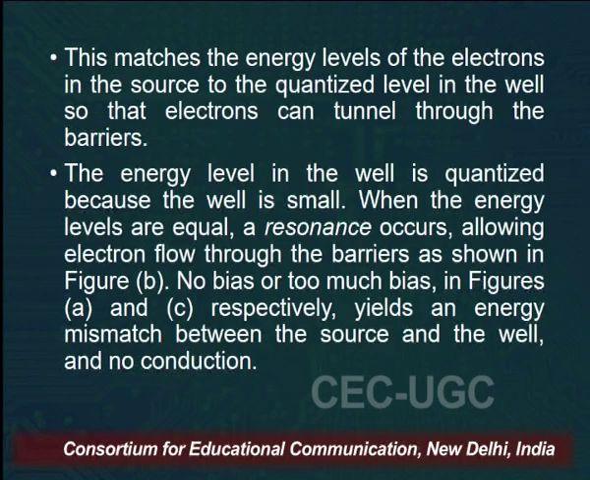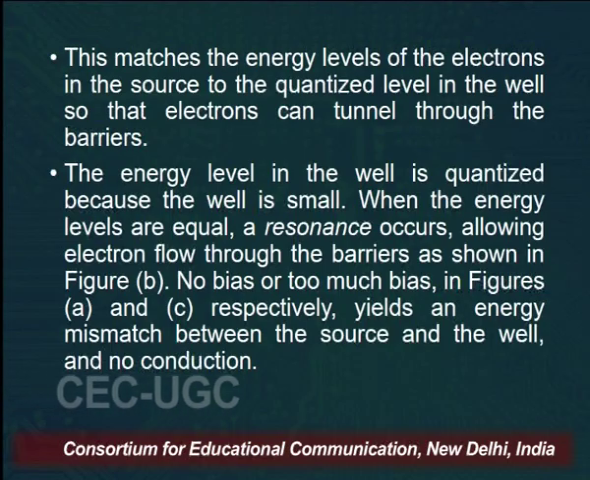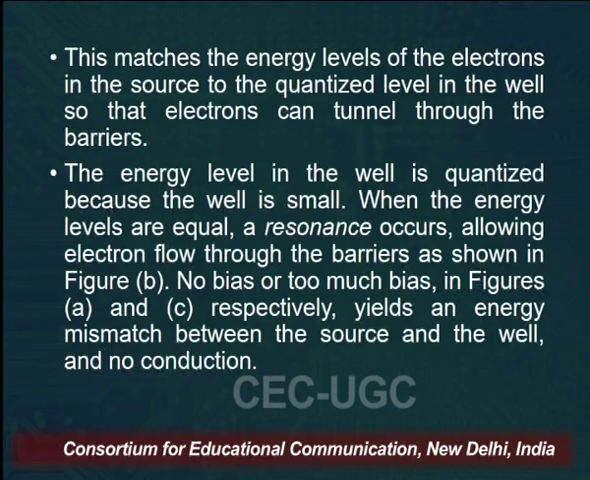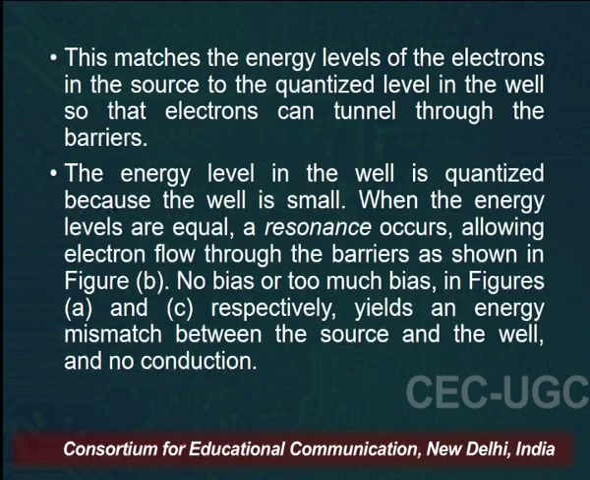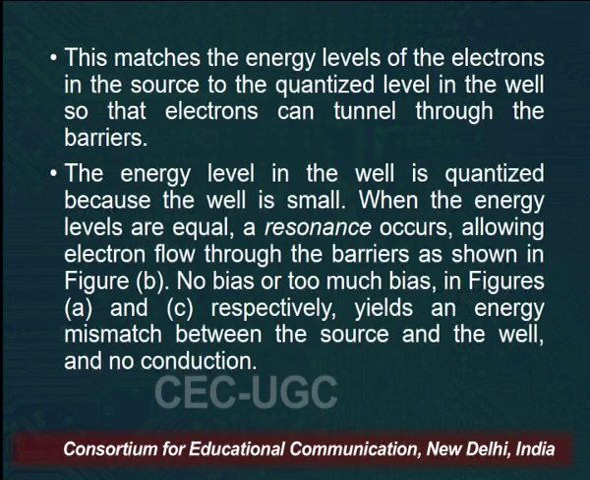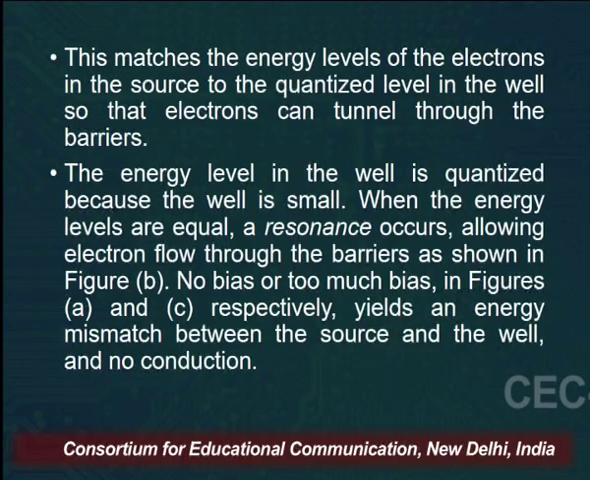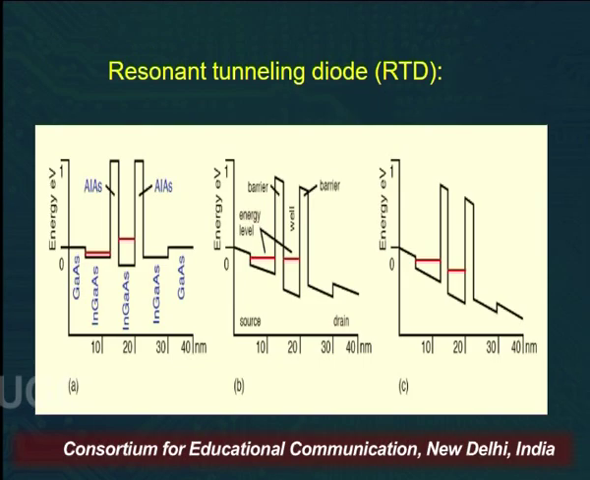When the energy levels are equal, resonance will occur that allows the electrons to flow through the barrier, as we have seen in the diagram. So, no bias or too much bias similarly yields an energy mismatch between the source and the well, and there will be no conduction. So, this is the resonant tunneling diode's energy level diagram. We will discuss one by one.